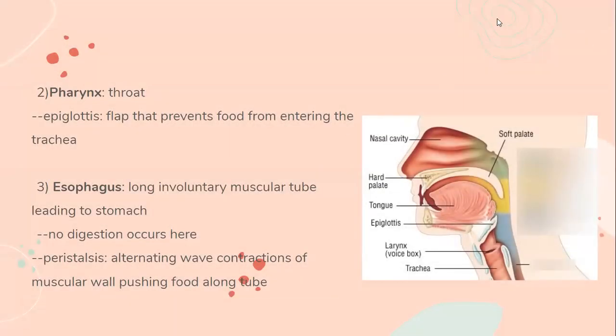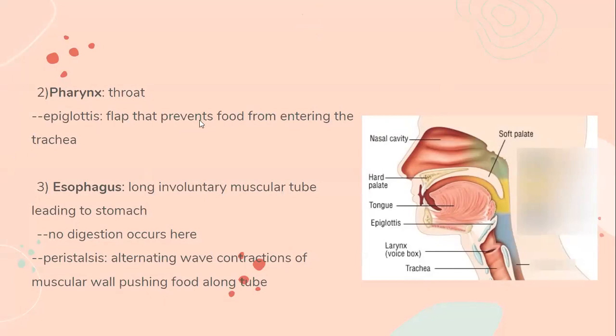So next we have the pharynx, which is basically the throat, the scientific word for throat. And there's something called the epiglottis in the pharynx, and it's a flap. It's a little muscular flap that prevents food from entering the trachea, which is part of the respiratory system. You might know the trachea as your breathing tube, and the epiglottis prevents the food from entering that.